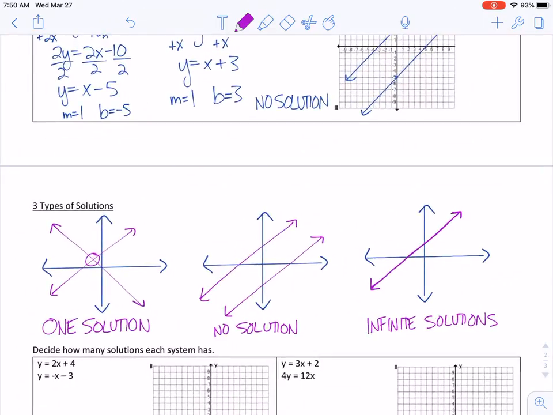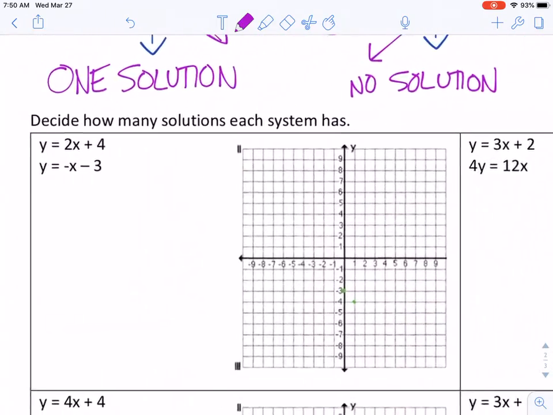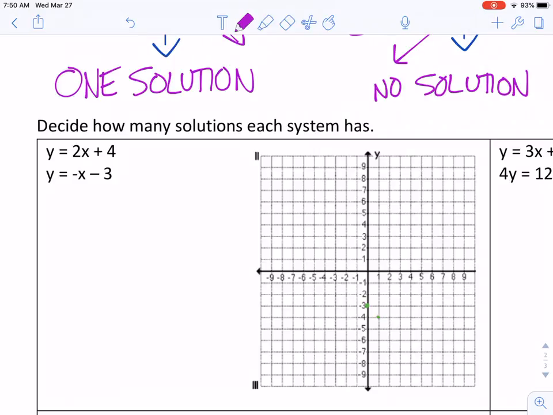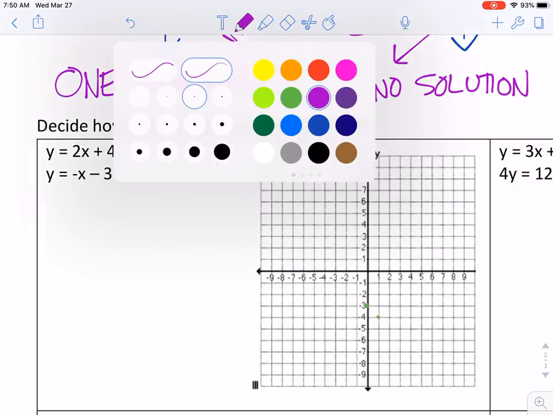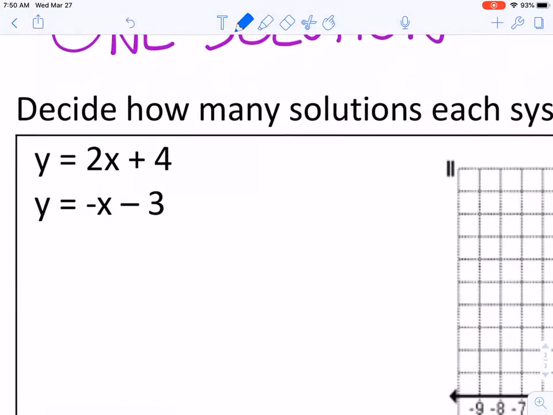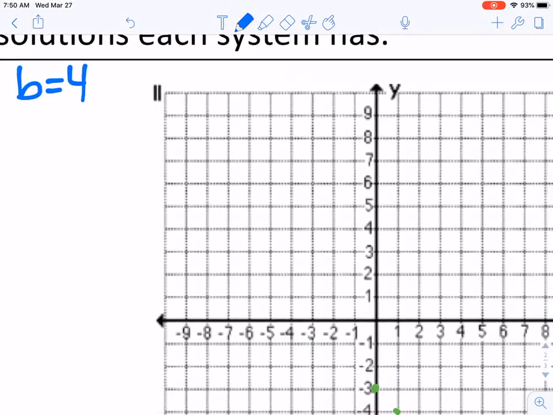So let's go ahead and do a couple examples. These say decide how many solutions each system has. We're not concerned with what the solution is, just how many there are. So if we start by graphing, whoops, I meant to use the highlighter. If we start by graphing this one, our slope is 2, our y-intercept is 4. So I'd start at 4 and go up 2 over 1. And then do the same thing in the opposite direction.